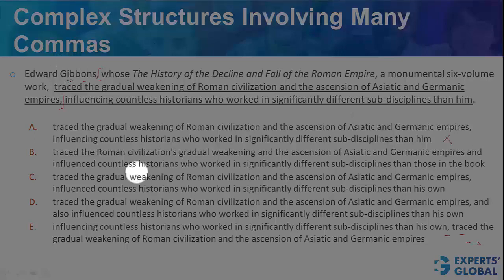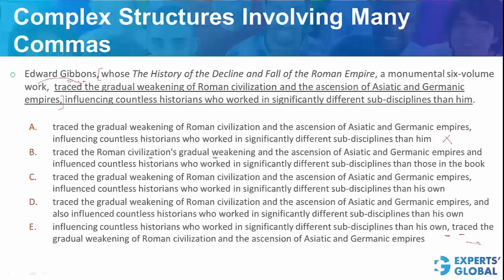Edward Gibbons. This does not have a last comma here, so in fact, answer choice B, what it does is traced the Roman civilization's gradual weakening. This part here is referring to the work, the set of books. So answer choice B changes the meaning, suggesting that the set of books influenced countless historians, etc., which is not the meaning. The meaning is that this author, Edward Gibbons, influenced countless historians.